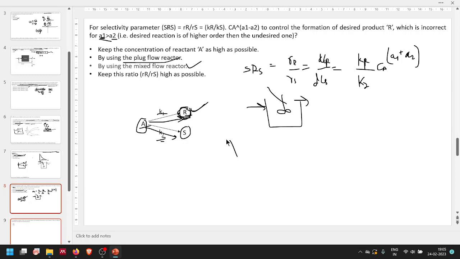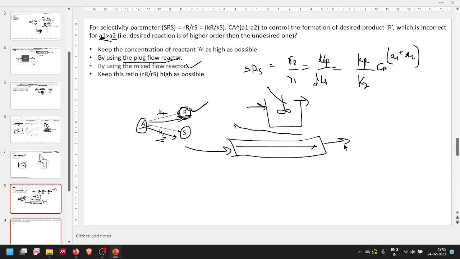In a plug flow reactor, what happens is as the reactant is introduced, its concentration does not drop to zero instantly. It gradually reduces over the length of the plug flow reactor.